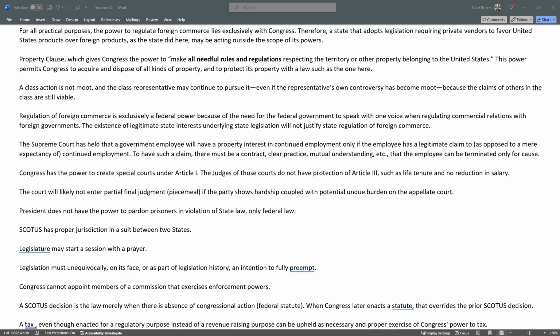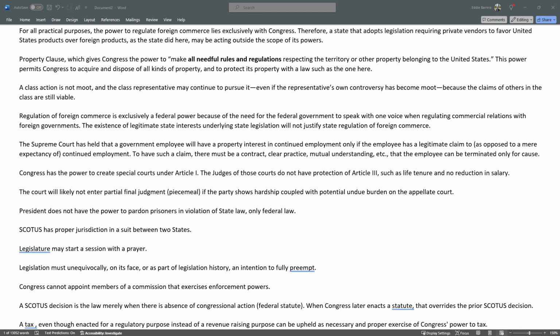President does not have the power to pardon prisoners in violation of state law, only federal law. SCOTUS has proper jurisdiction in a suit between two states. Legislature may start a session with a prayer. Legislation must unequivocally, on its face, or as part of legislative history, show an intention to fully preempt. Congress cannot appoint members of a commission that exercises enforcement powers.